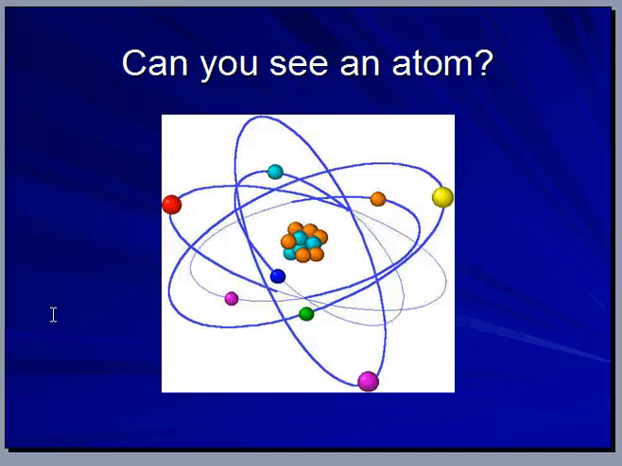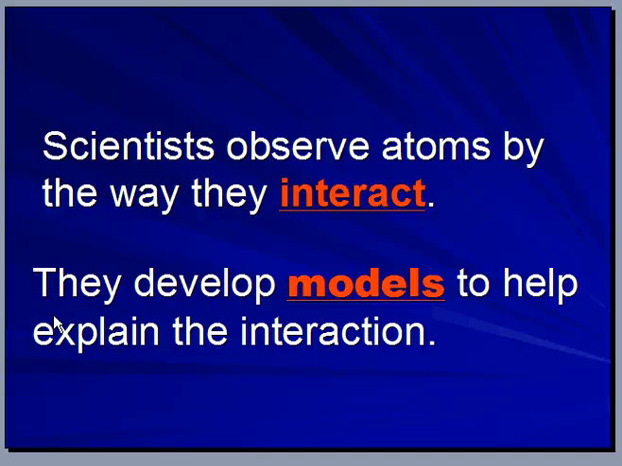But then, if you can't see an atom, some people say, well, how do you know they exist? How do you know anything about them? Well, scientists observe atoms by the way they interact. Think about it this way. If on the first day of school, I could hear you in the hallway before you even got to the room, I didn't really know who you were, but yet I can listen to you and I can see how you interact with other people just by listening to you.